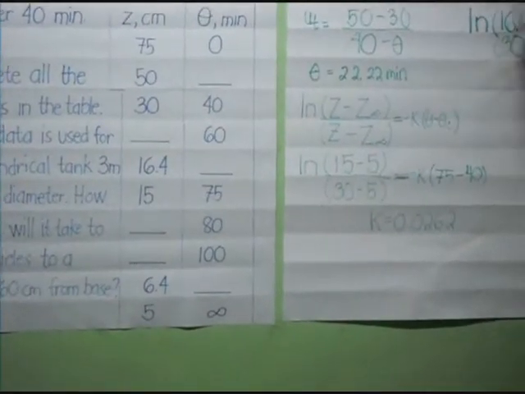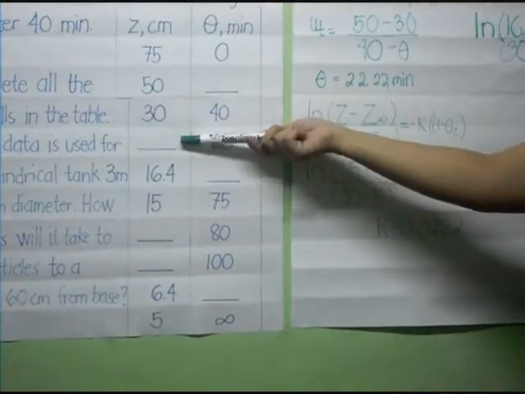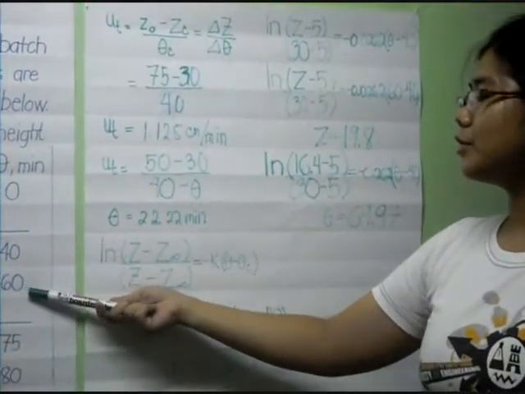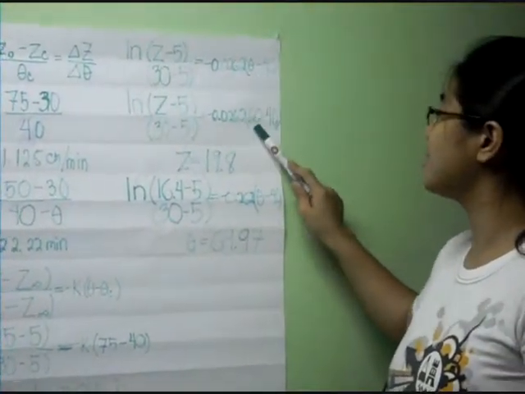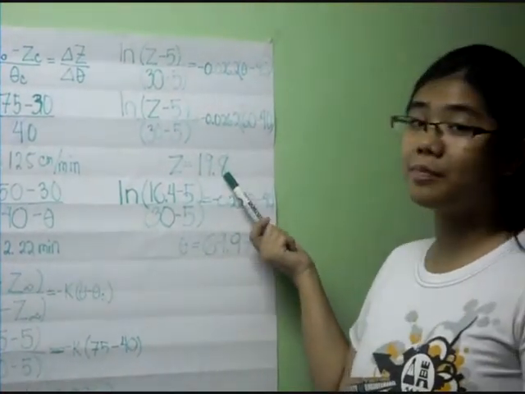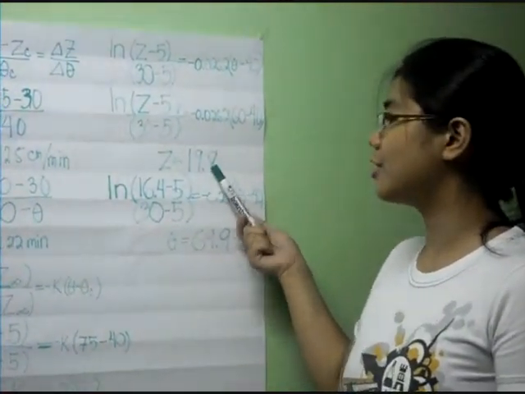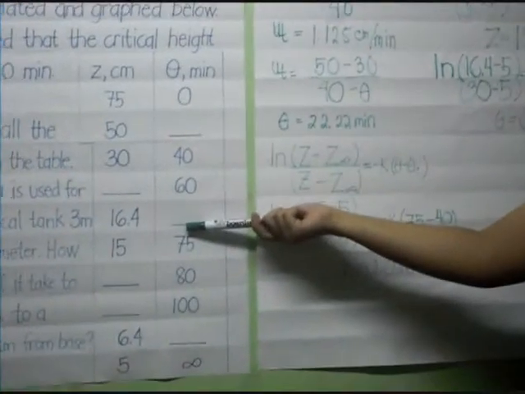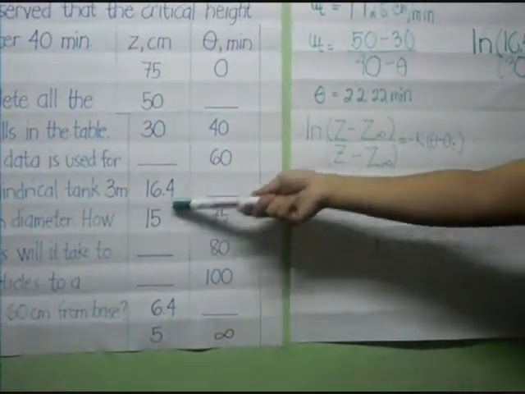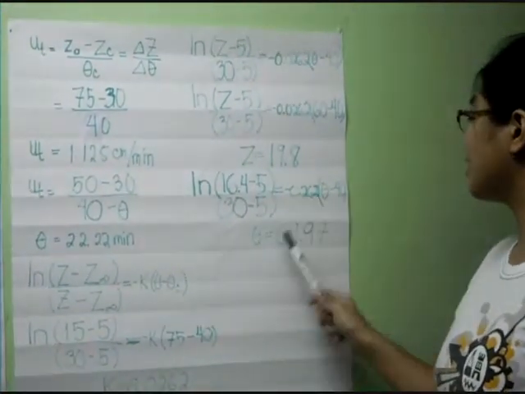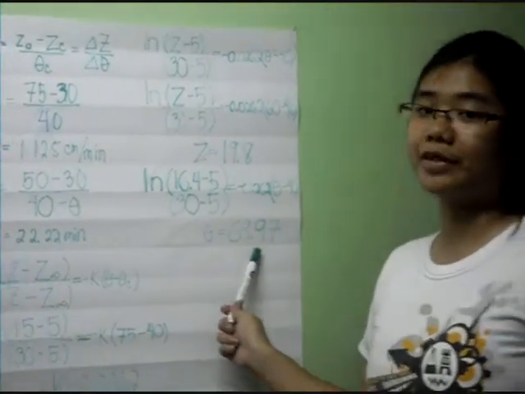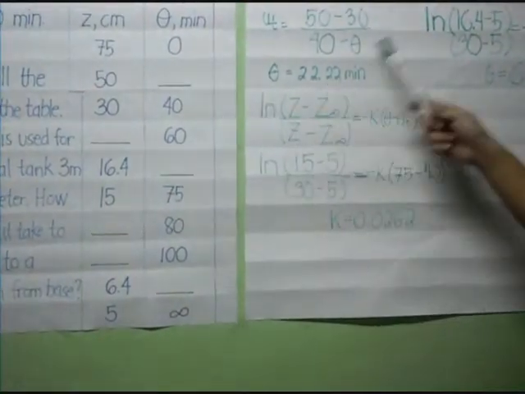For example, to compute this height, I use the time, which is 60. So I substituted the time here, and then I got 19.8 centimeters. And for the time, I use 16.4. I substituted here the height, and then I get the time, which is 59.97. And for the remaining unknowns, I use that formula.